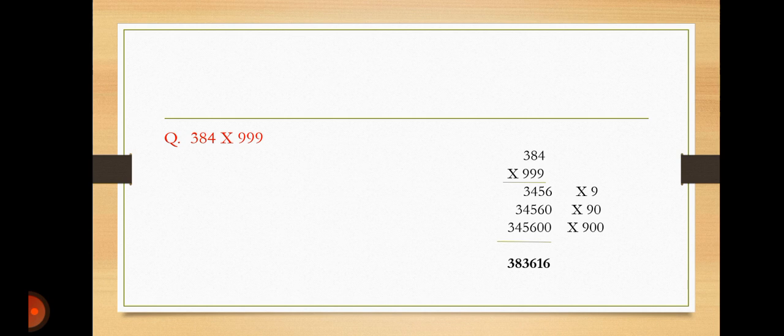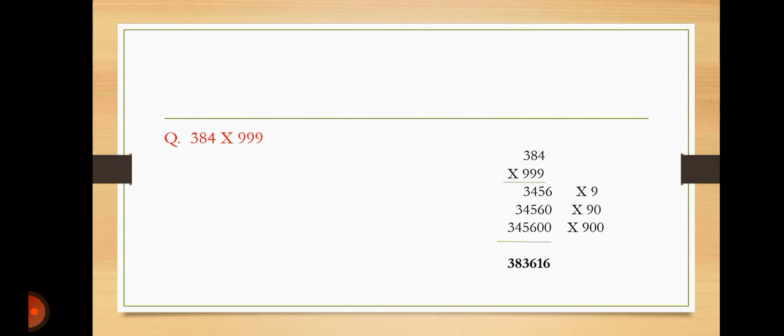It's 384 times 999. So first we will do it by the unit number, that is 9. So we get 9 times 4 is 36. We put 6 and we take a carry forward of 3. So 9 times 8 is 72 plus that 3 carry forward makes it 75. Now the carry forward is 7. 9 times 3 is 27 plus 7 of that carry forward adds up to 34. So our first row will be 3, 4, 5, 6.